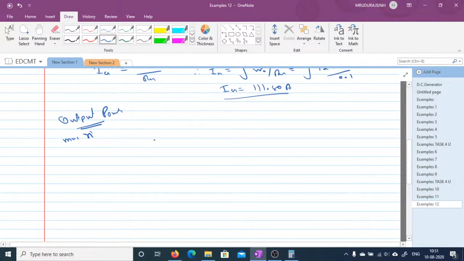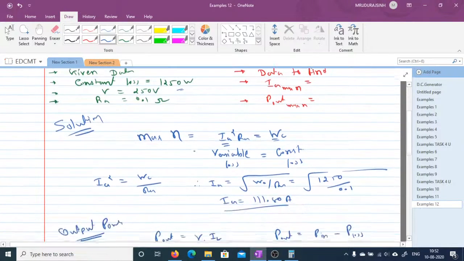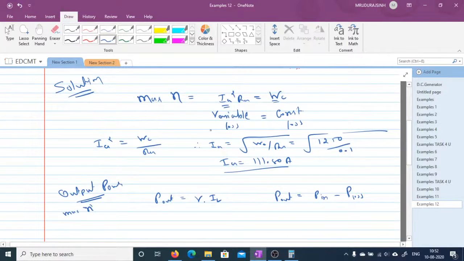So the equation for output power, P out, is equal to V into IL, right? There are other equations also, that output power is equal to input power minus power losses. This is another equation. So as per the data we are having, from that data, whichever equation is most appropriate, that equation we need to use to solve our examples.